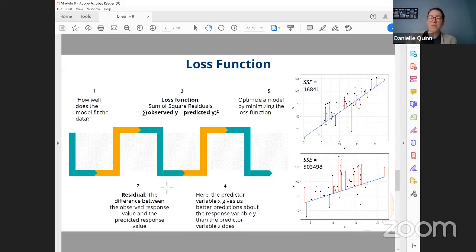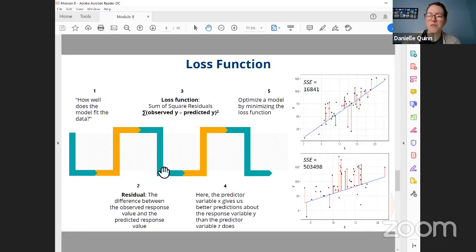Another way to measure how well your model fits is by calculating the loss function. The loss function is essentially saying, how well does the model fit the data, or how much information am I losing? Different types of regression will use slightly different loss functions. Even within some types of regressions, there are different types of loss functions that you can use. But for linear regression, our loss function is going to be the sum of the squared residuals. So first of all, what is a residual? A residual is the difference between the observed response value and the predicted response value.